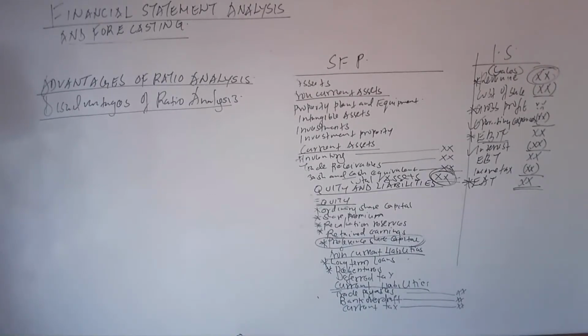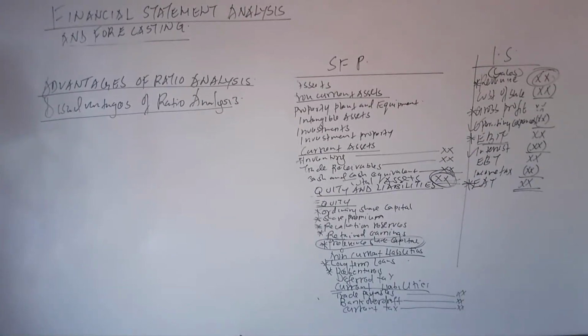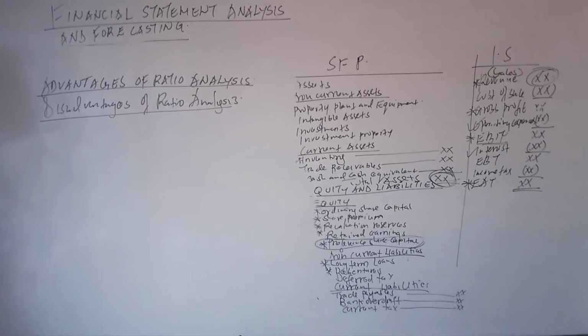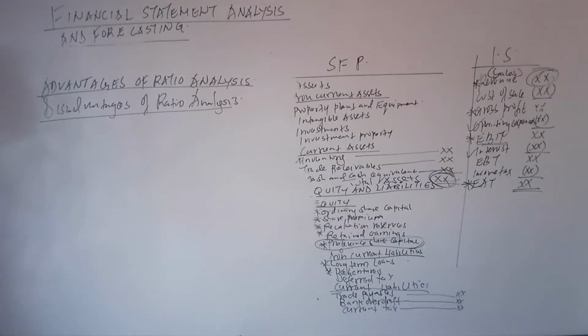Next one, number 3, differences in accounting policies. Then number 4, ratios fail to capture the qualitative aspect of the company.